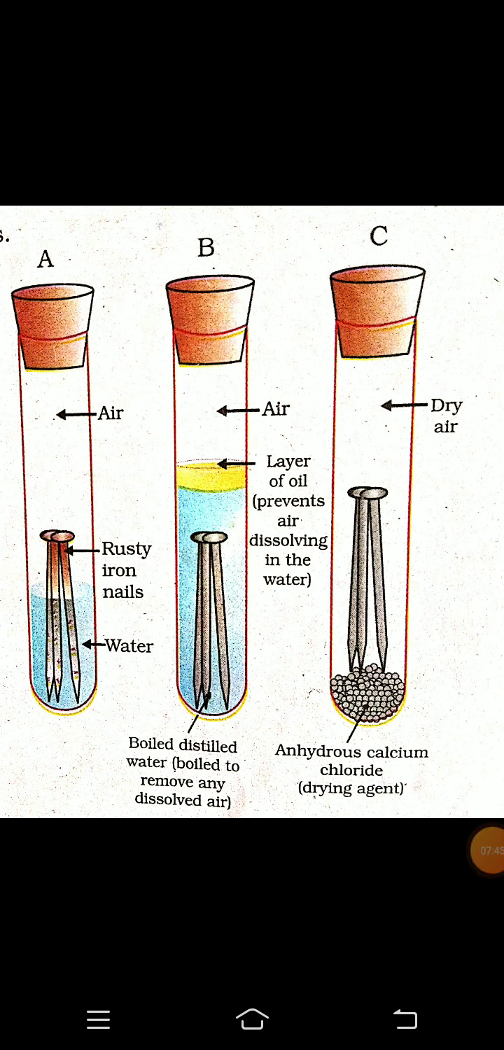So we can see that the iron nails get rusted in which conditions? When there was air and water both. In test tube B, we have taken water. So the iron nails are exposed to only water because there is a layer of oil in between. So the air is not coming in contact with the water. Okay. And in test tube C also there is dry air. So from this activity we can conclude that when iron articles get rusted, at that time iron articles are exposed to air and water both. So this is about the activity.